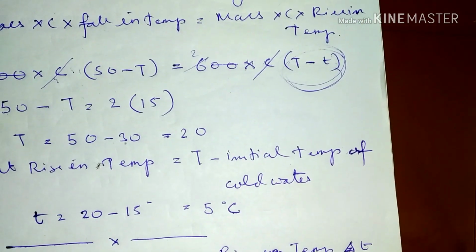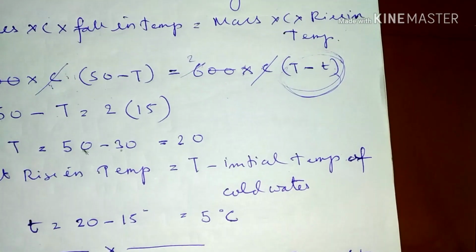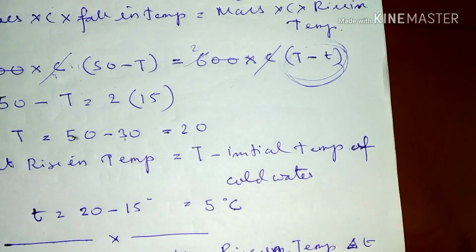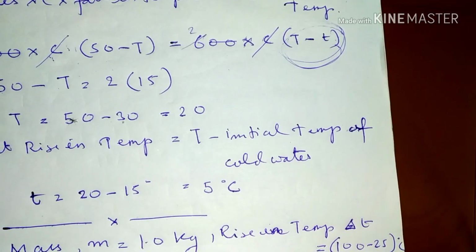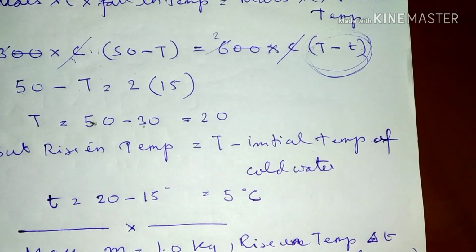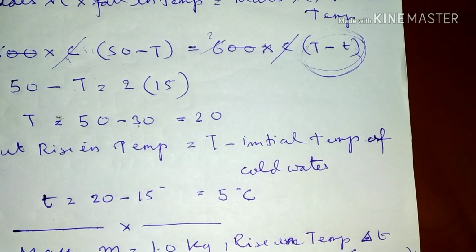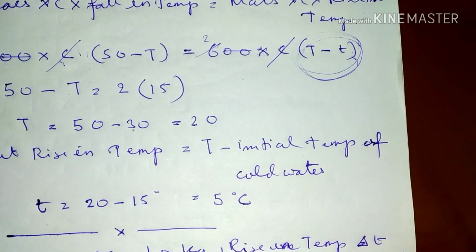So T is equal to 50 minus 30, which is equal to 20. But rise in temperature is equal to T minus the initial temperature of cold water. So small t is equal to 20 minus 15, equal to 5 degrees Celsius.